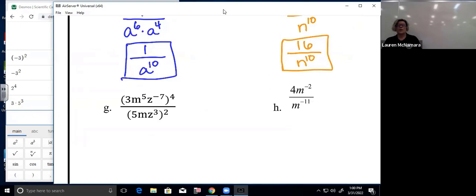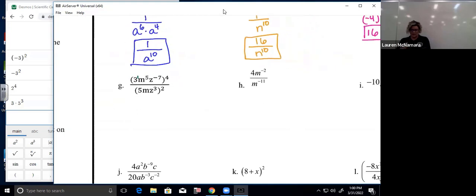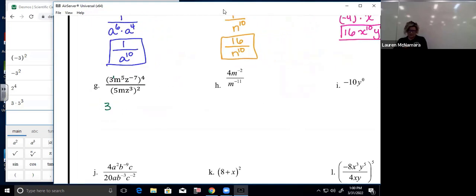G, do I have an exponent on the outside of the parentheses? Yes. Every exponent on the inside of the parentheses gets multiplied by the exponent on the outside of the parentheses. 3 to the 4th, m to the 20th, z to the -28th, divided by 5 to the 2nd, m to the 2nd, and z to the 6th.